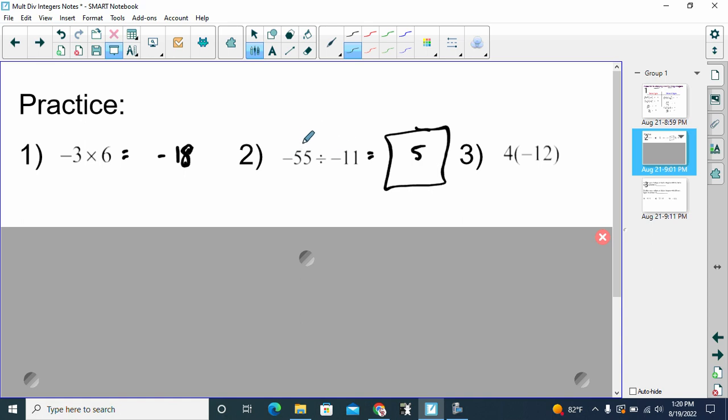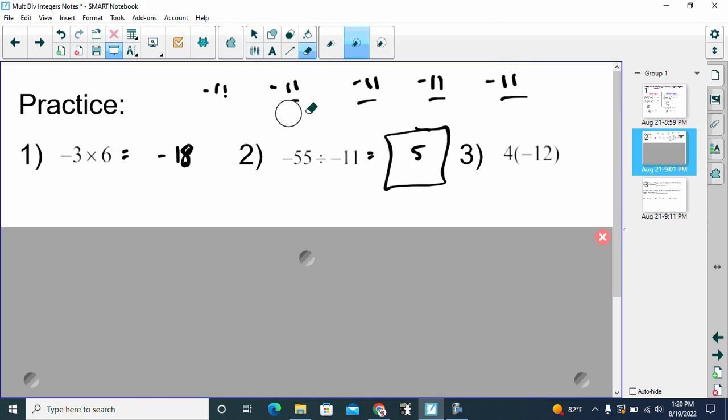If I have negative 55 and I'm trying to split it into groups of negative 11, so there's one group. There's two groups. That's negative 22 so far. 3 groups, 4 groups, 5 groups. So if I have negative 55 and I'm dividing it into groups of negative 11, notice I have not negative 5 groups, I have a total of 5 groups. Negative divided by negative is indeed a positive.